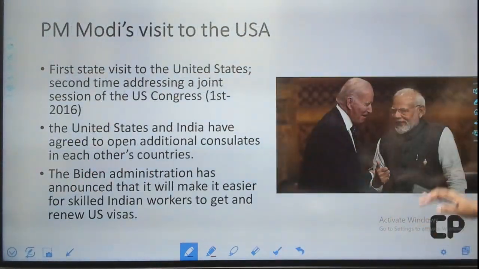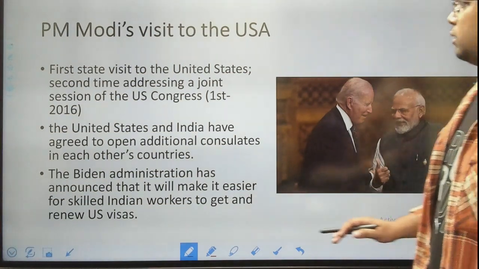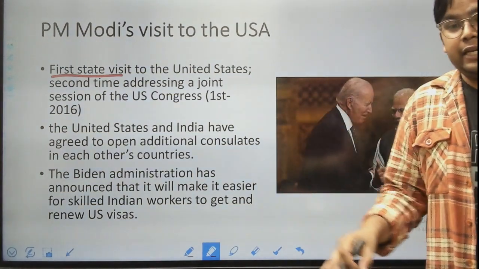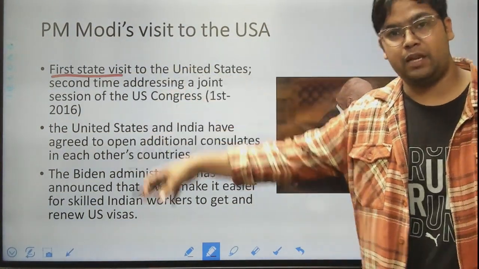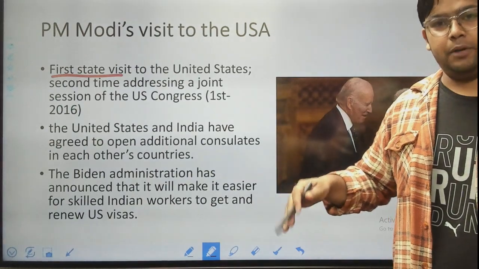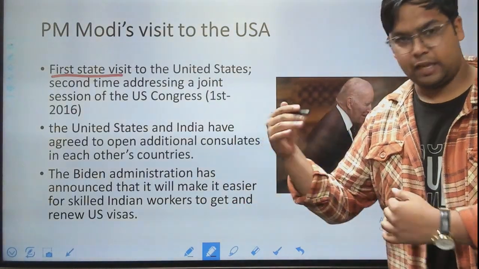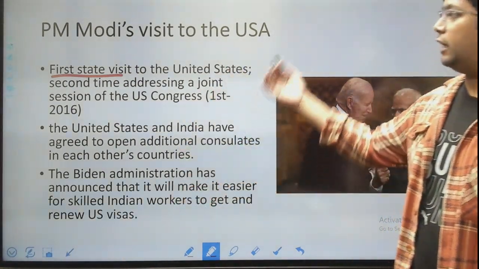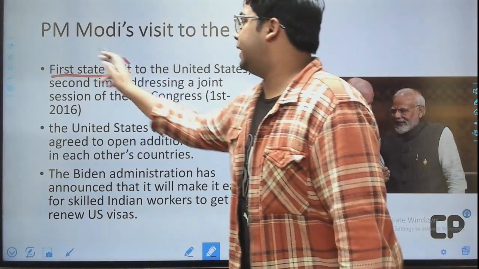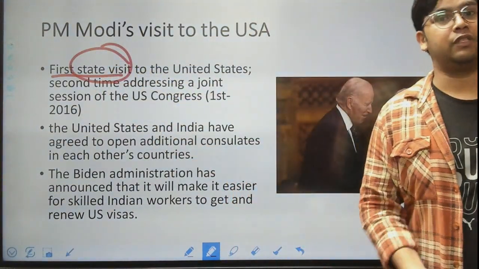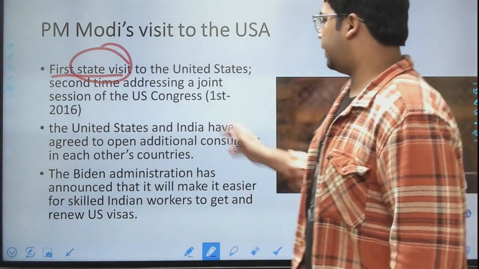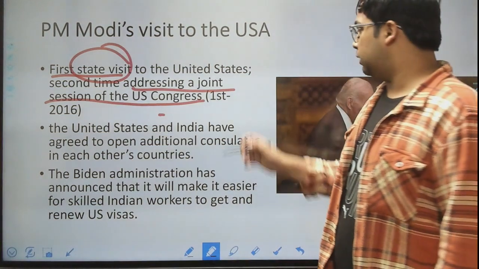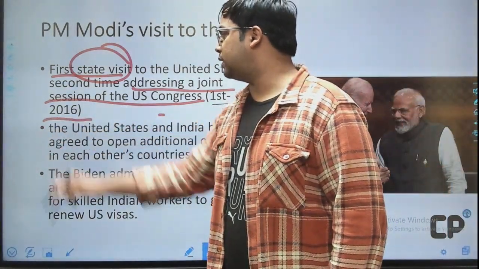Now, when we talk about the visit which happened, it was PM Modi's first state visit, as in he was invited as India's prime minister, not just as a person, but by virtue of the post that he is the Indian prime minister. He was invited to the US as a state visit, and this was the first state visit. However, he also addressed a joint session of the US Congress, which I have told you in the beginning. He has done it for the second time. The first time he did this was in 2016.